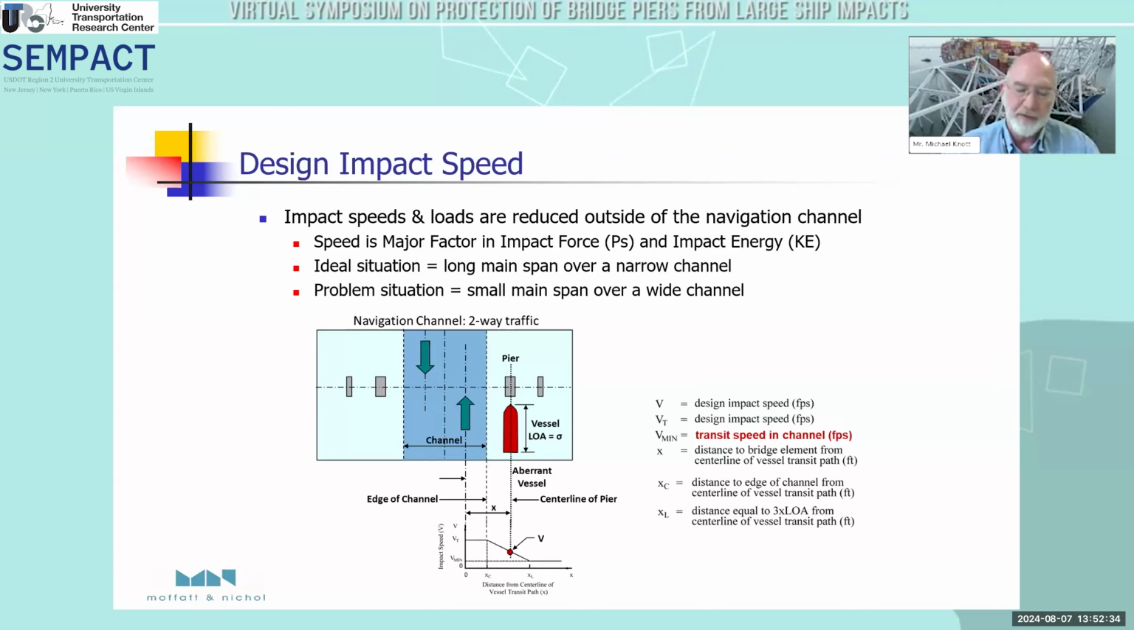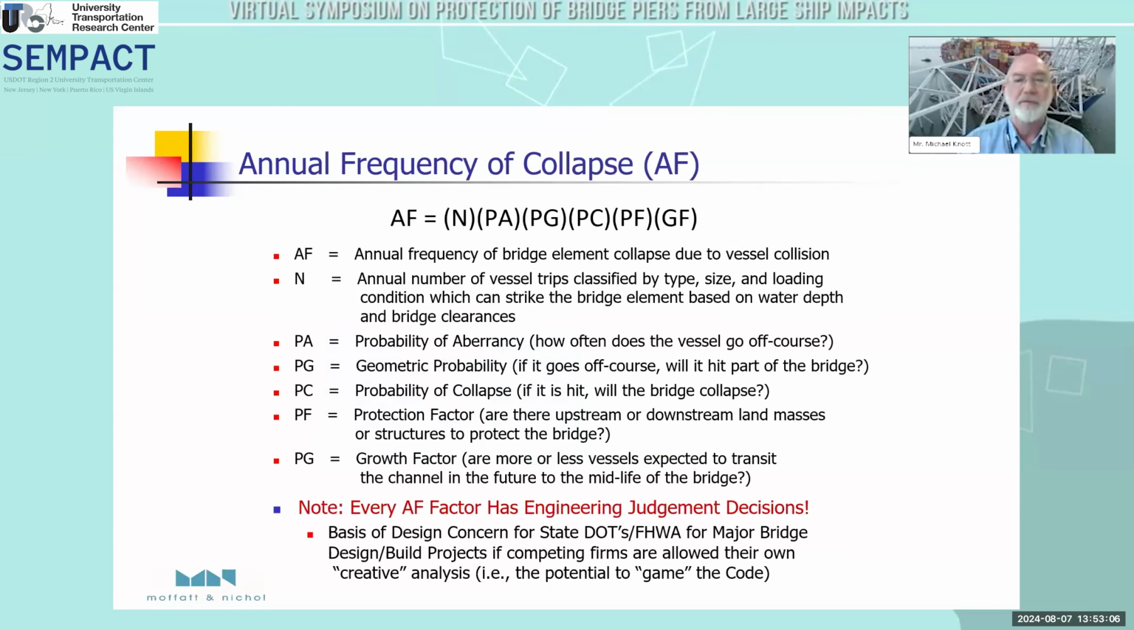So the further away the pier can be, the less impact force you need to consider. I'll highlight here that these distributions are based on the vessel transit path, not the center line of the channel. So if the vessel is two-way traffic and it's sticking to its side of the channel, then the distribution moves to the right-hand side of the channel for inbound traffic, and it'll move to the opposite side of the channel for outbound traffic. And so they are different.